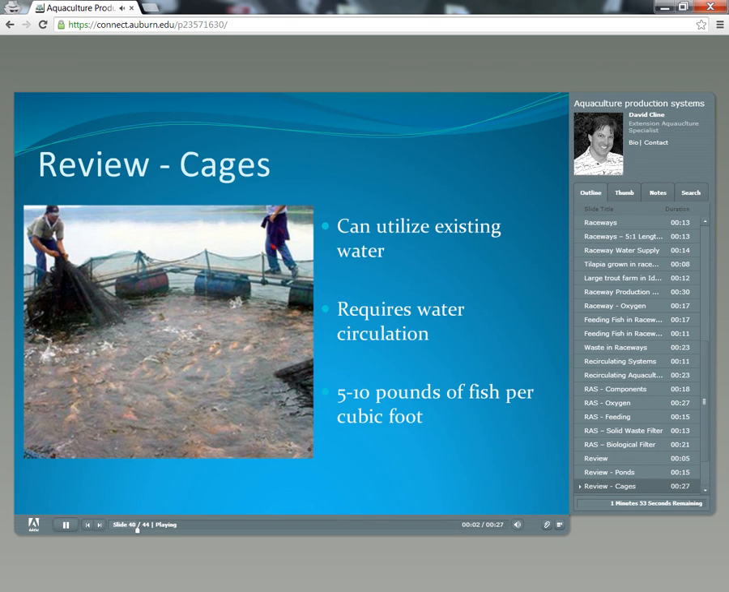Cages can be used in existing bodies of fresh or salt water to confine and grow fish in large numbers. Waste is processed by the larger body of water, and it is critical to maintain water movement and circulation throughout the cage. Confinement has its advantages, but the high densities of fish increase the risk of disease or other problems. In these systems, it's possible to grow 5 to 10 pounds of fish per cubic foot of cage space.